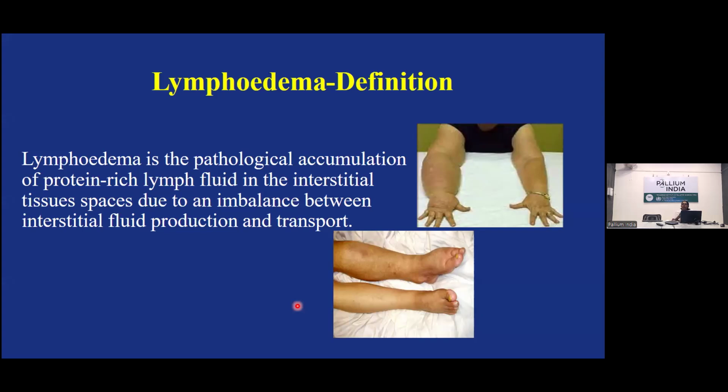Because the arterial capillaries and the venous capillaries are communicating together, the fluid production will be there. But the transportation will be affected because we already removed the adjacent lymph nodes. Right? Clear? So there is a chance of accumulation of fluid in the interstitial tissue space. So that is called lymphedema. Clear?